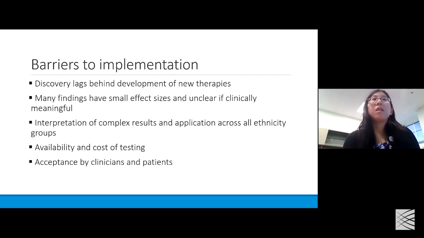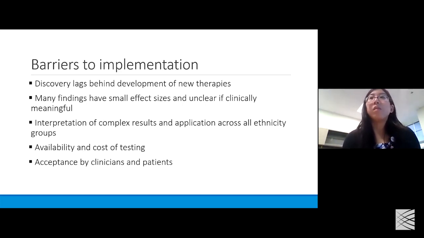One way to circumvent this, which is actively being studied, is the use of polygenic scores, where you can aggregate many variants across the genome. I presented the use of a polygenic score for disease risk, but you can imagine you can create scores for drug response and test those as well. There are some challenges with interpreting complex results. We also need to make sure that our results are applicable across all ethnicity groups. This really calls for multi-ethnic cohorts, as gene frequencies can vary across ethnicities.